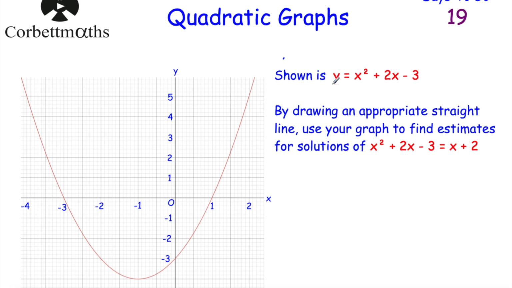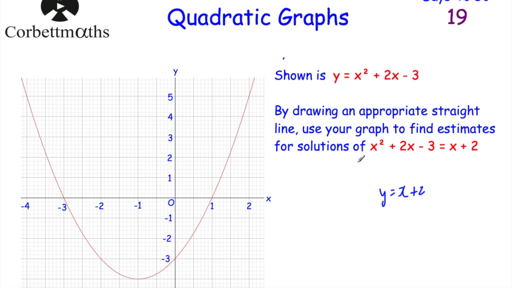Now if we have a look here, we've got y equals x squared plus 2x minus 3. So that's this part. And this part, x plus 2, is what we want to draw because we know that the y is equal to x plus 2. Because this bit's the same as this bit, the y is equal to this. So if we draw this linear graph, y equals x plus 2, then we can find out where they intersect, and we can find the solutions.